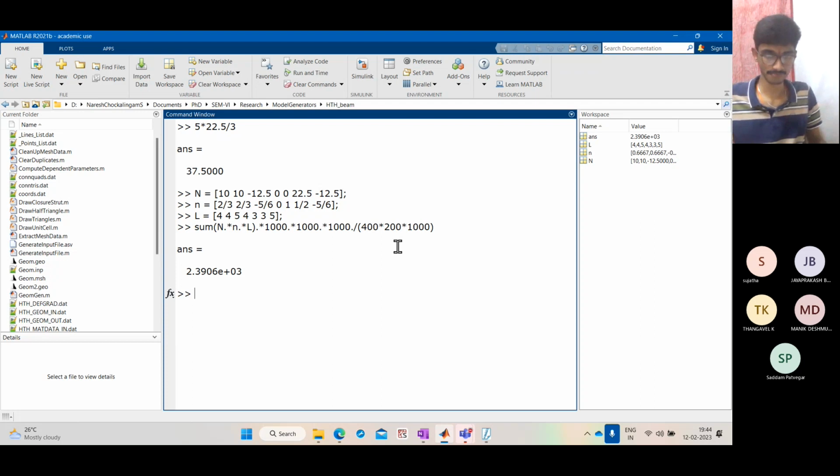So the answer is 2.396, so roughly 2.39. Something is off. Newton, mm. I think this 1000 shouldn't be there. N and L by AE, 400 mm square is A, 200 GPa.